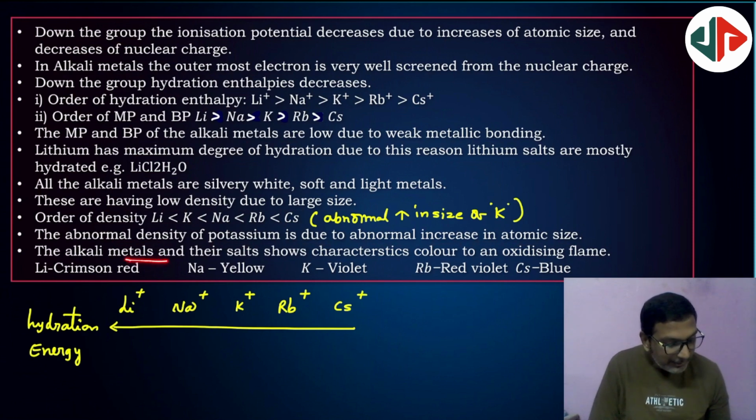Next, alkali metals and their salts show flame colors. Lithium: crimson red, sodium: golden yellow, potassium: violet or lilac, rubidium: reddish violet, cesium: bluish violet. These are flame colors. Remember that point. Flame colors and density. These three points are very, very important.